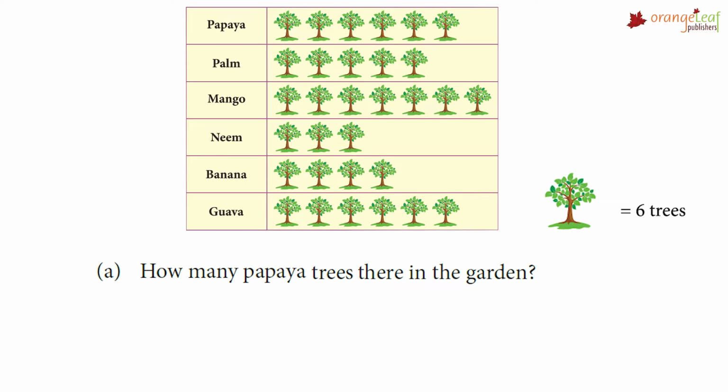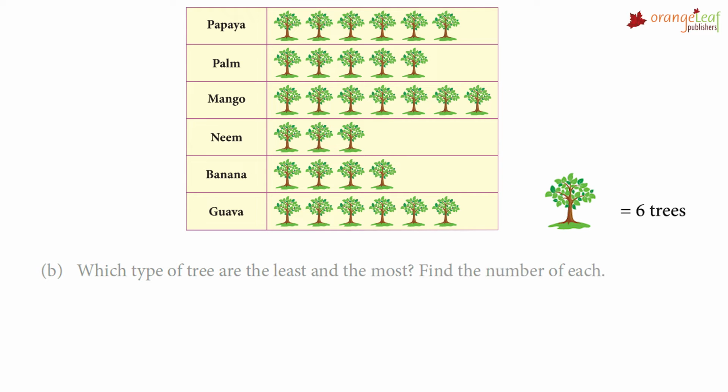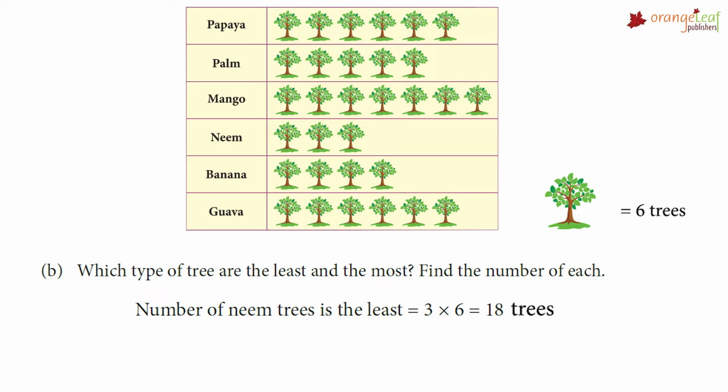How many papaya trees are in the garden? Since each picture represents 6 trees and we have 6 pictures for papaya, we can say that the number of papaya trees is 6 into 6, 36 trees. Which type of tree is the least and the most? Find the number of each. We can see that neem has the least number of trees, which is 3 into 6, 18 trees. The most number of trees are mango trees, which are 7 into 6, that is 42 trees.